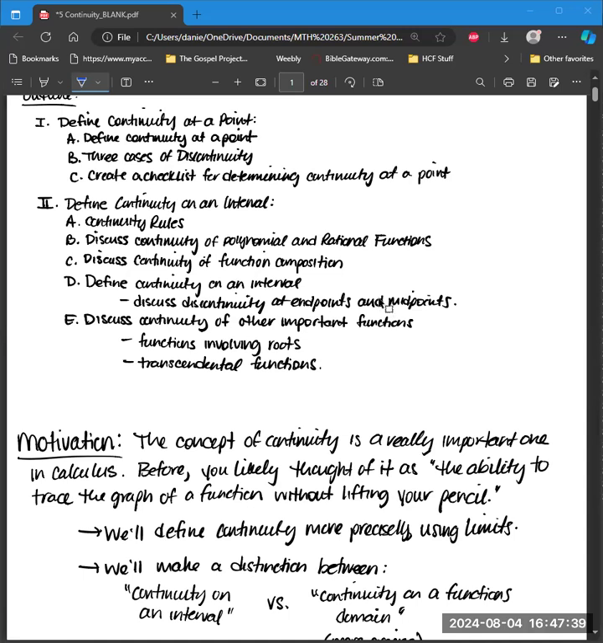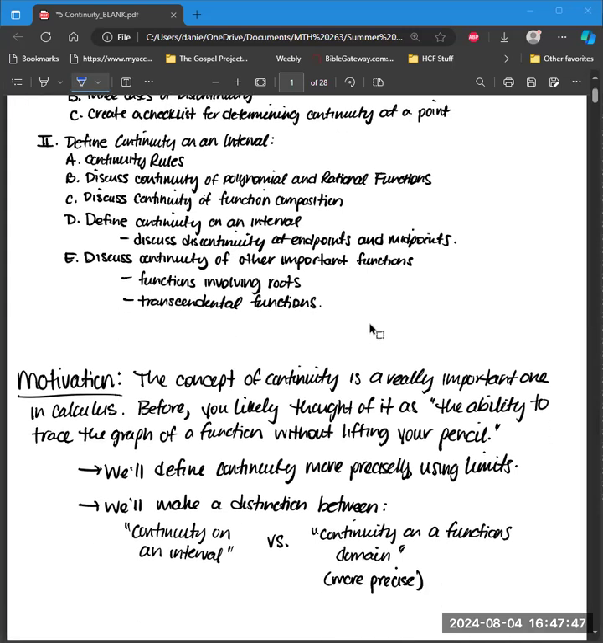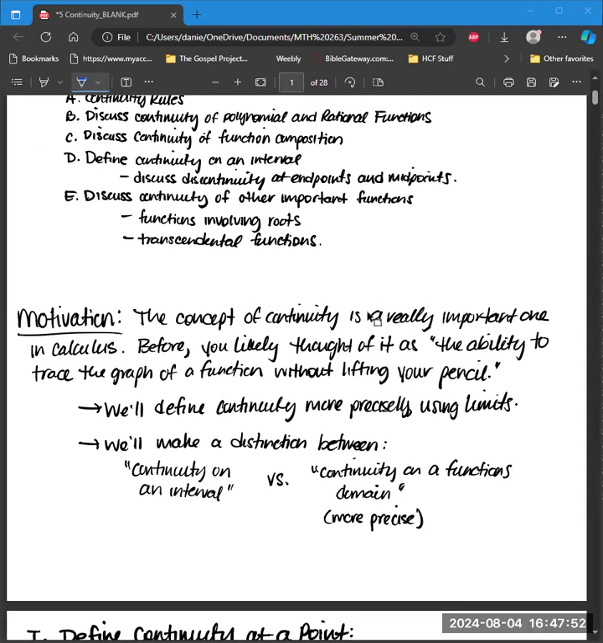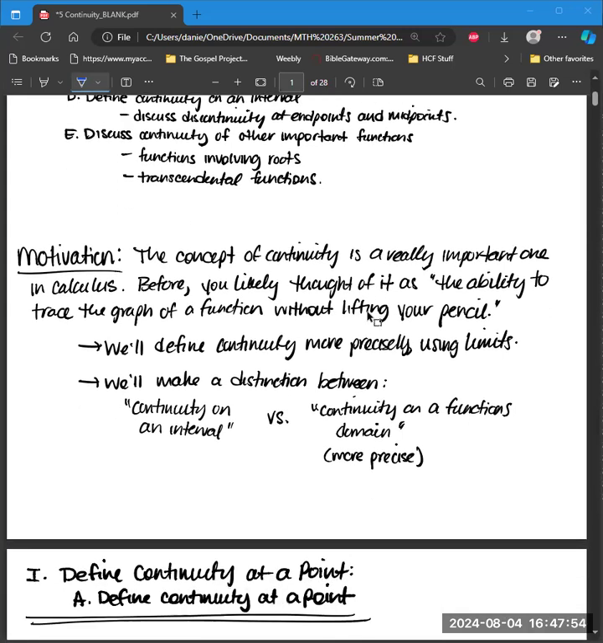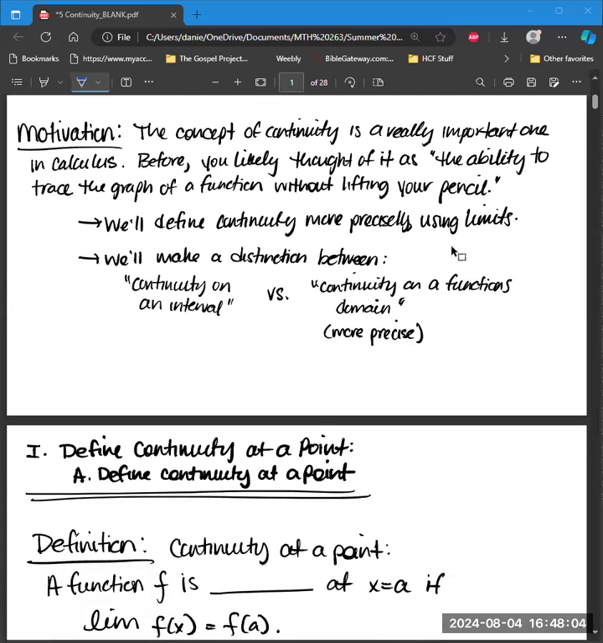We're going to talk about continuity rules. We're going to discuss continuity of polynomial and rational functions. I've already alluded to that. We're going to discuss continuity of function composition, going to define continuity on an interval, discuss continuity at endpoints and midpoints, and discuss continuity of other important functions like functions involving roots and transcendental functions.